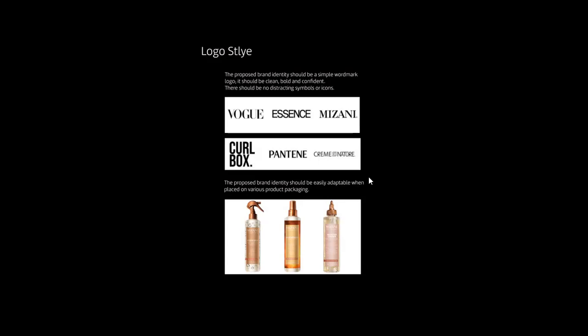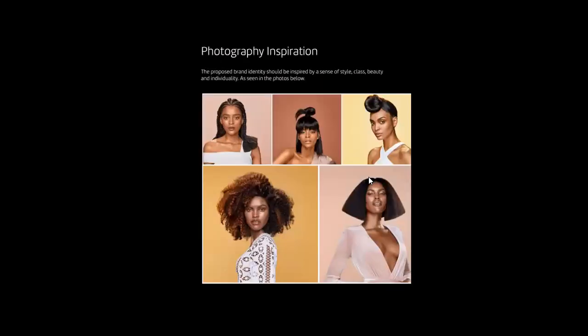And I said it should look good on packaging because from the discovery with the client, I realized they have their own line of products. So I said, okay, whatever they have must look good on their packaging. You understand? So those are the things that you tell the client in the mood board that allows you to sail through the design phase in a shorter amount of time.